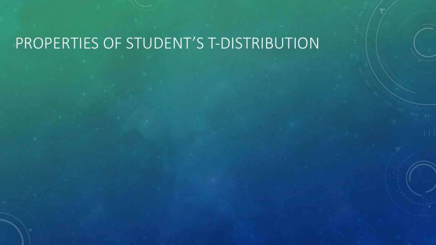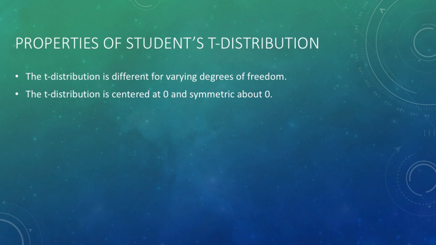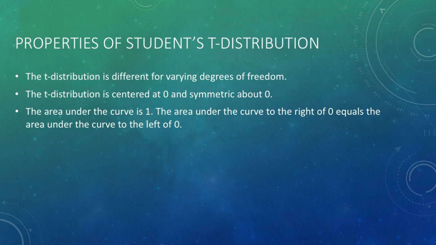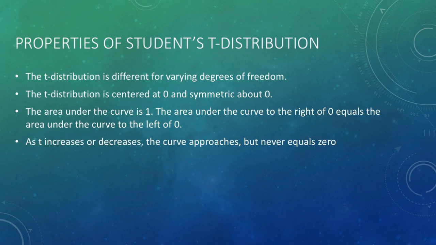So some properties, excuse me while I cough. Some of these are going to feel very similar to the normal distribution. The only thing that's significantly different is that the distribution itself will look a little bit different for varying degrees of freedom, but it's still centered at 0 like the standard normal distribution. It's symmetric with 0 in the middle. The area under the curve is 1, same as the normal distribution. The area to the right of 0 is equal to the area to the left of 0. That's the same as the normal distribution.